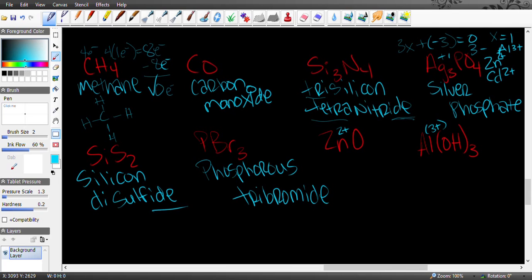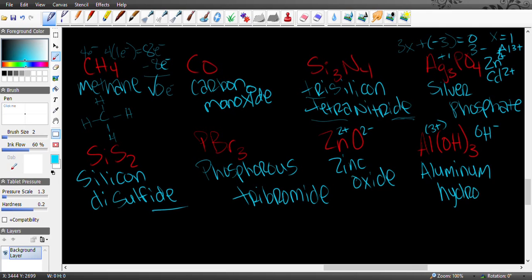And this? Zinc oxide. How about this bad boy right here? What do we got? OH minus, right? That's hydroxide. This is aluminum, and it only has 1 charge. So, aluminum hydroxide. And that's how you do that part.